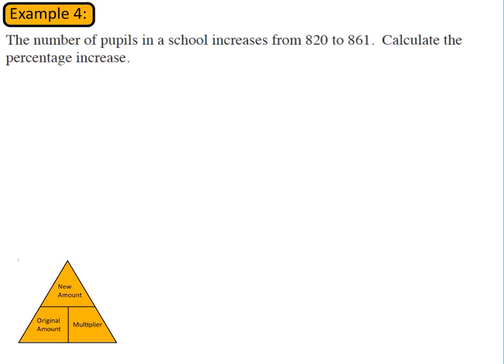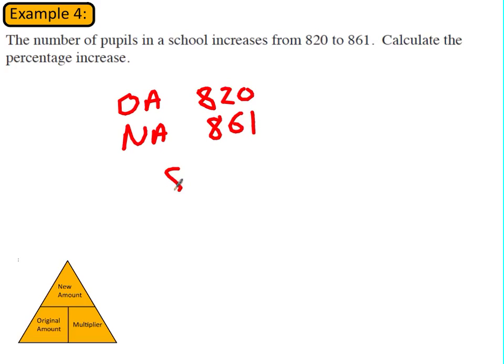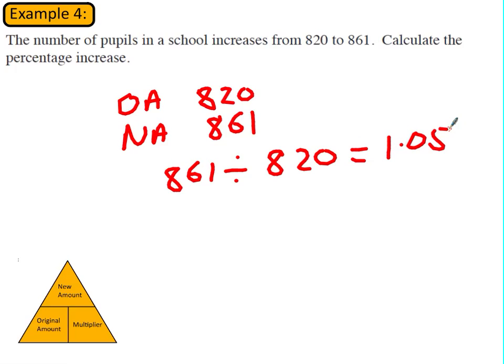The number of pupils in a school increases from 820 to 861. Calculate the increase as a percentage. So we've got original amount again is 820. We've got the new amount is 861. So we want to do 861 divided by 820. So if we work that out, we end up with an answer of 1.05. That's the multiplier. The corresponding percentage increase is a 5% increase.